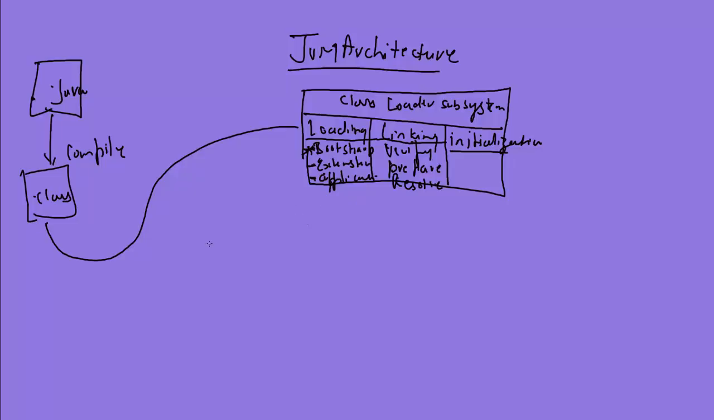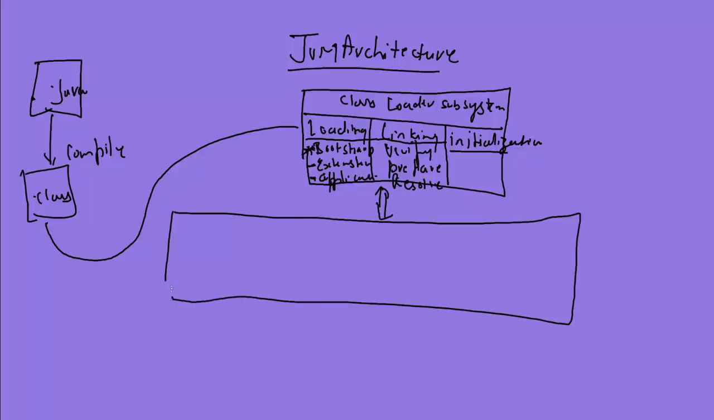After the class loader subsystem is all successful, it gets into the memory area. This is very important for us as developers, from the development point of view. Now it gets into the memory area. The memory area is again divided into five things, but three major things we need to understand.